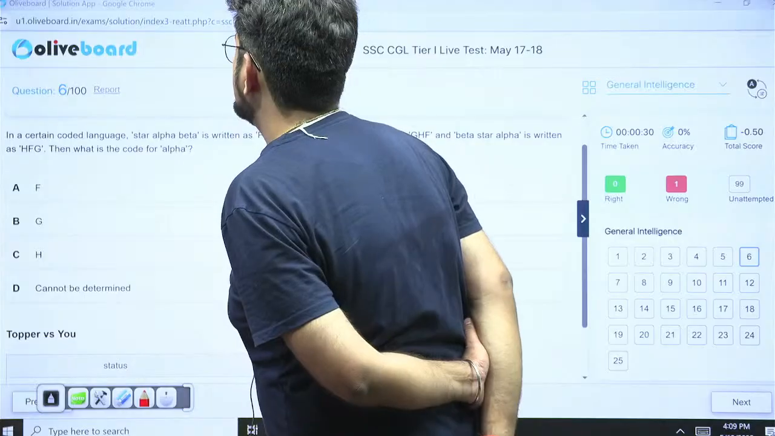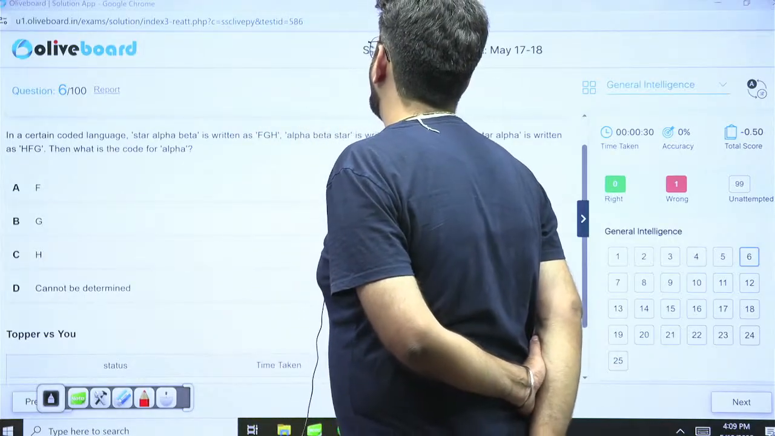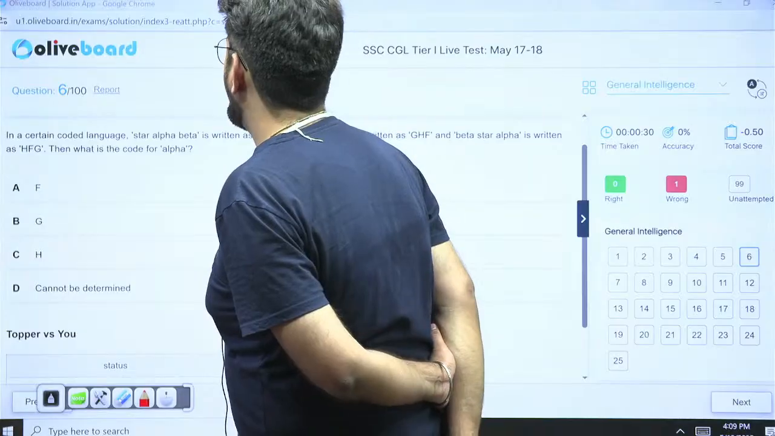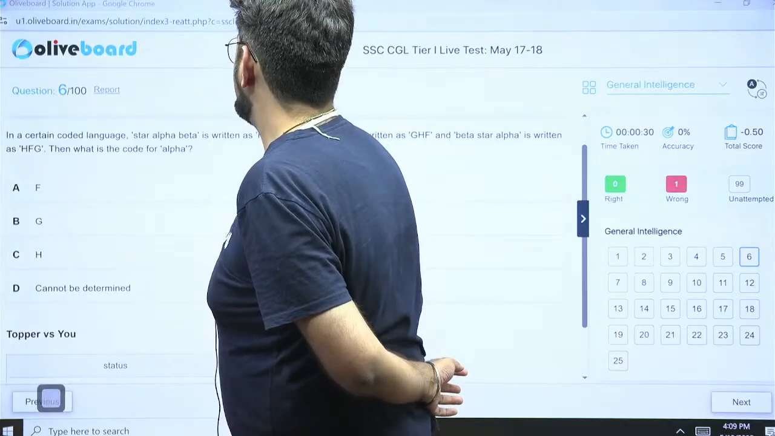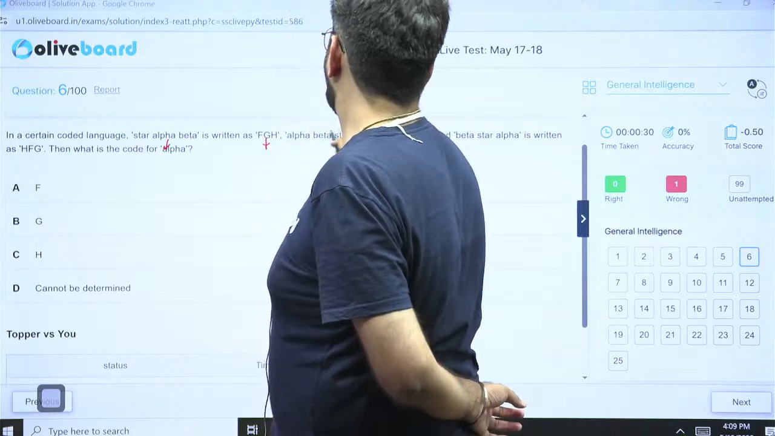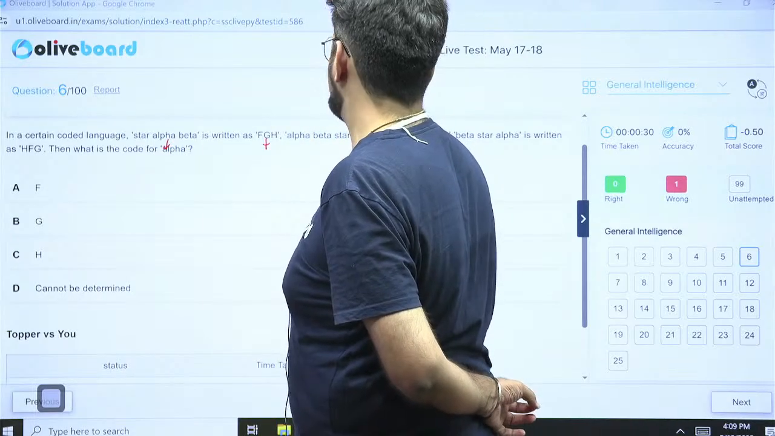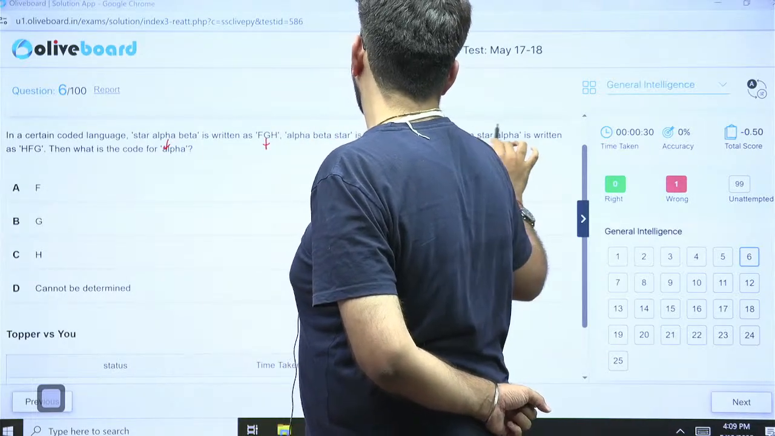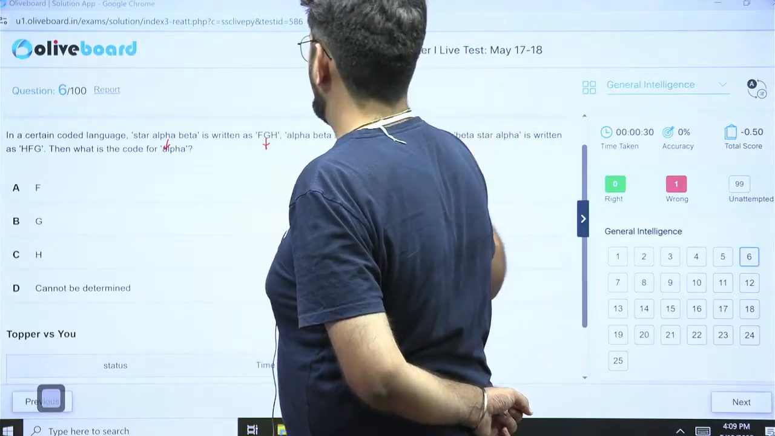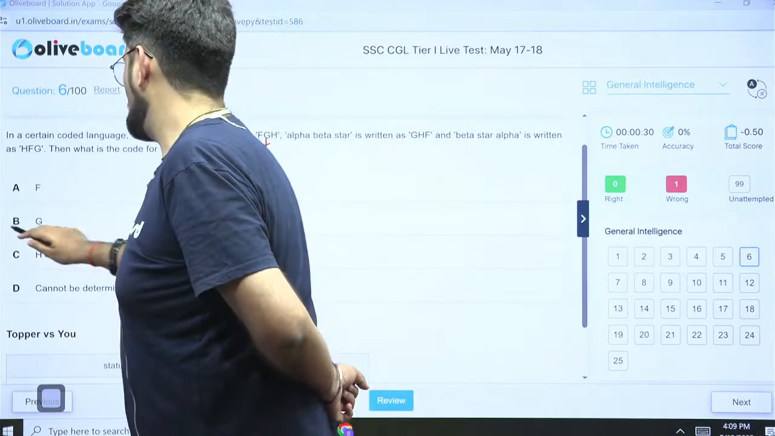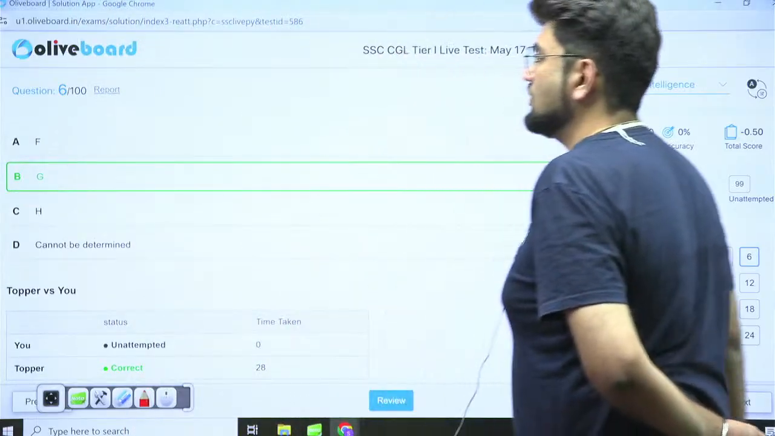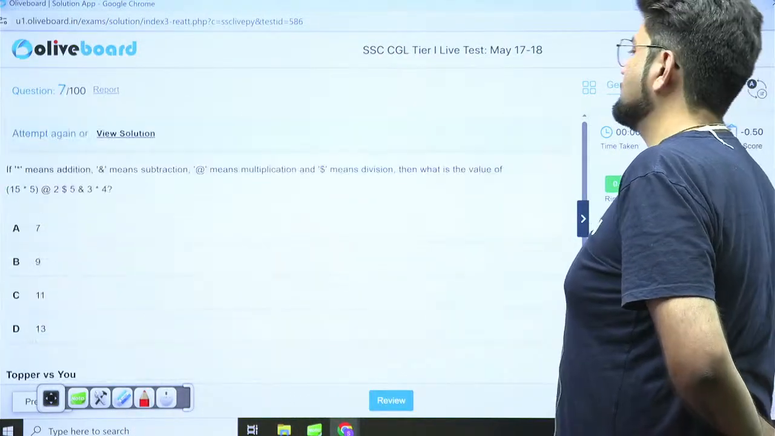Okay. So star alpha beta star alpha. Okay. Star alpha beta is FGH. So G is in the middle, alpha is here. Alpha beta star, so it should be GHF. Okay. Beta star alpha is HFG. Yeah, then we know what is alpha. Code for alpha is G only. Rocket science here. It won't be cannot be determined because the order is changing accordingly.